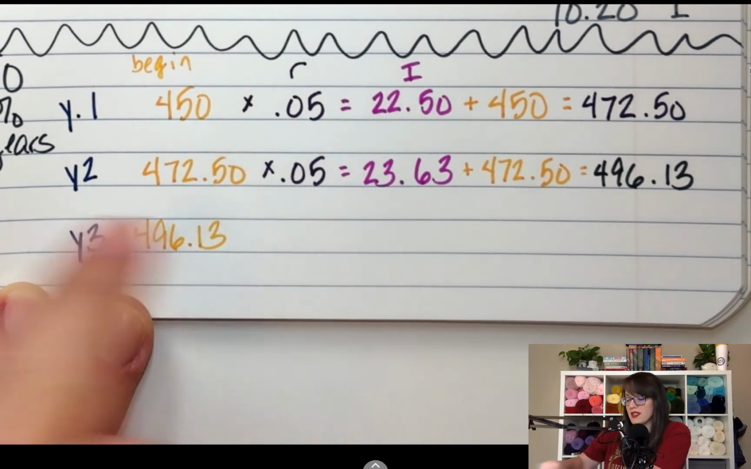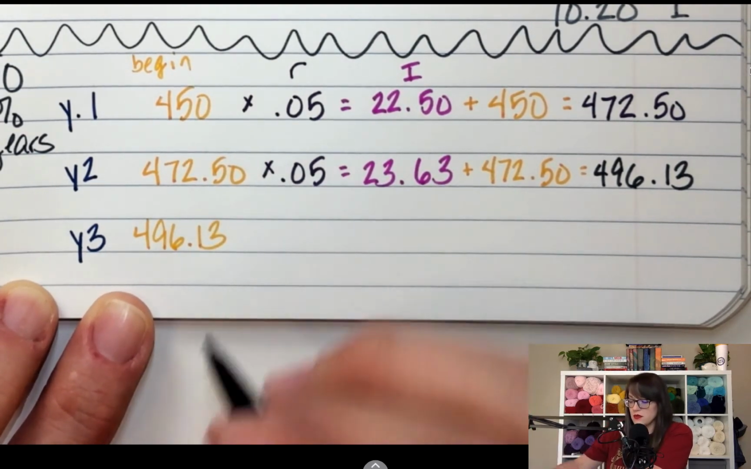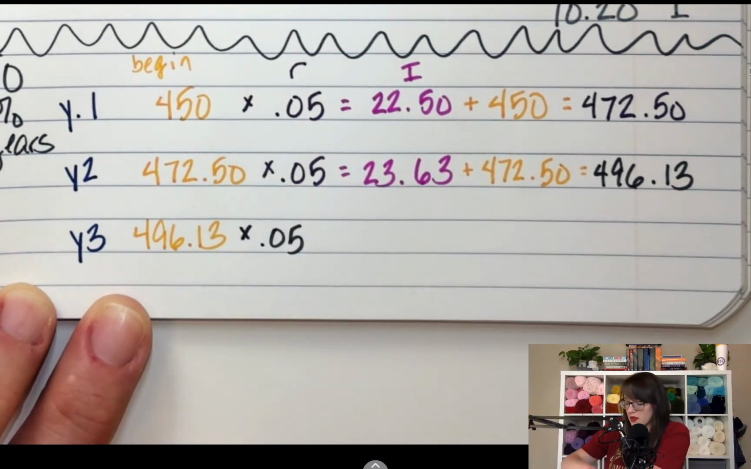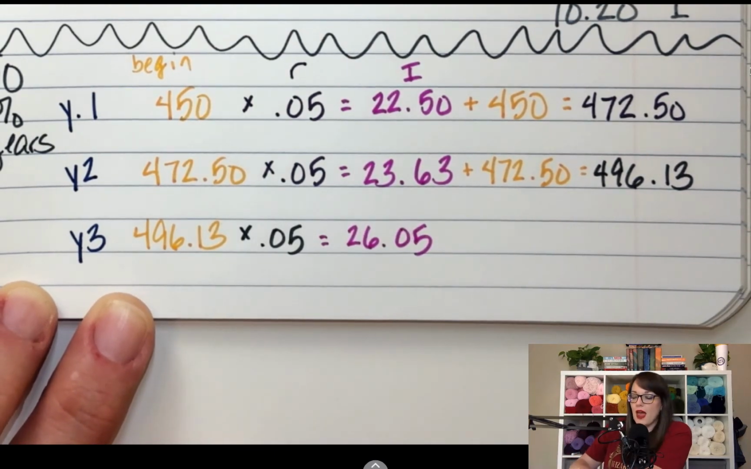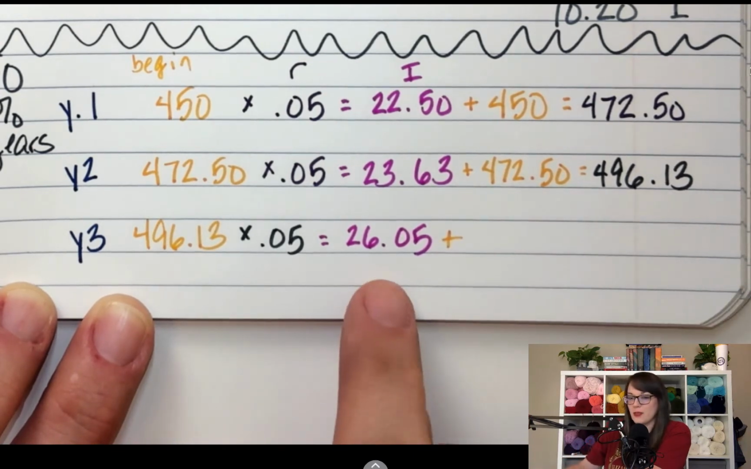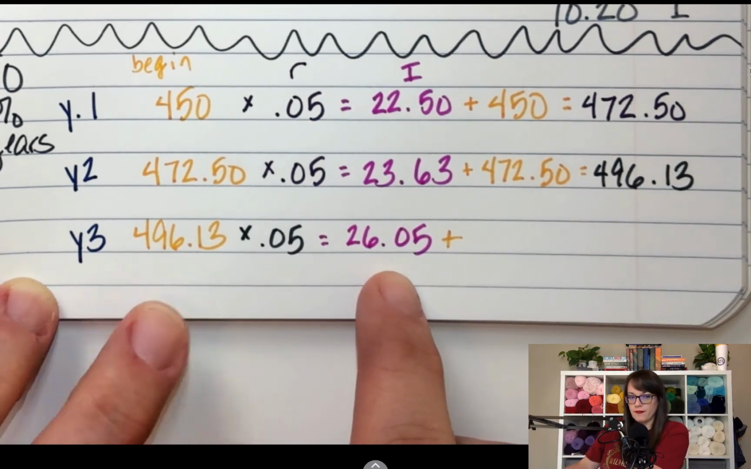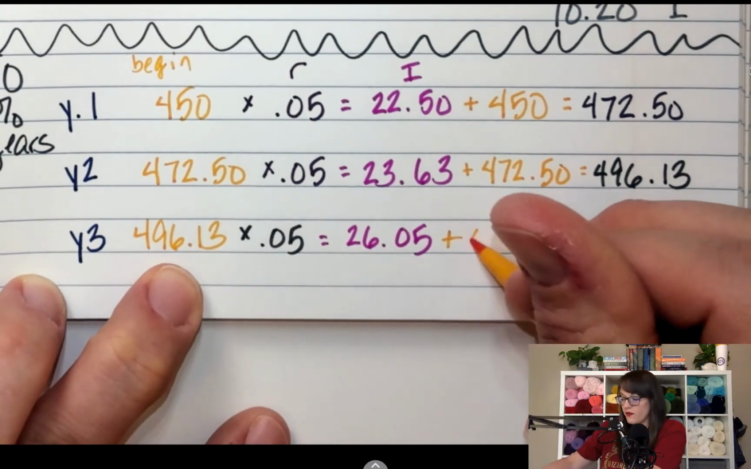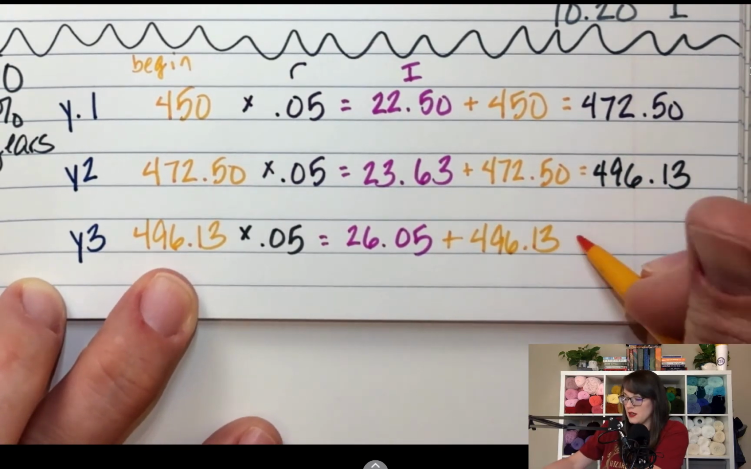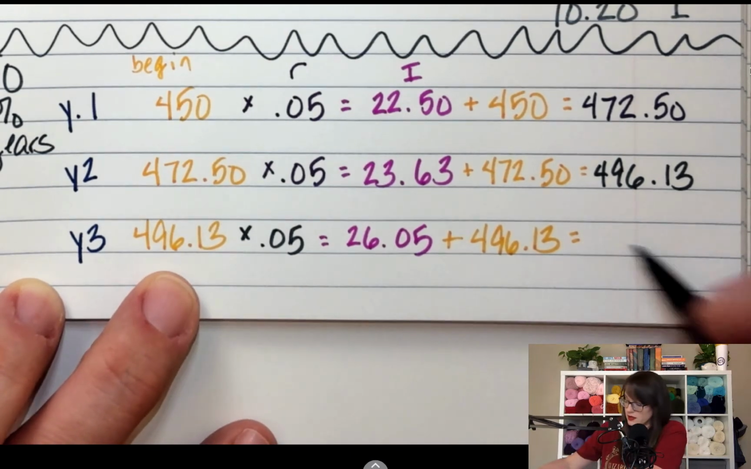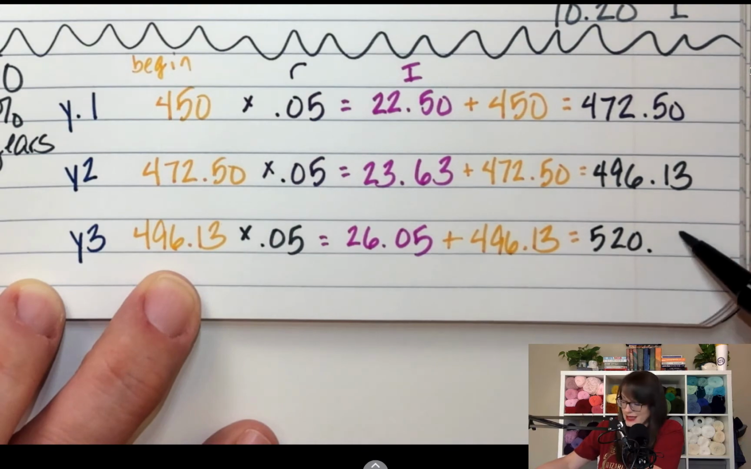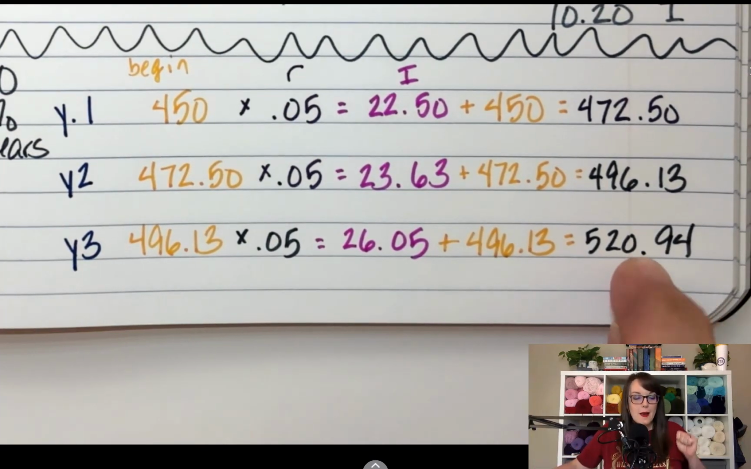Now, starting year three, how much money is going to be in the bank? 496.13. What's the percentage as a decimal? I'm going to times by 0.05. I'm going to give you this one. It's 26.05. What do I add 26.05 to? I add it back to what I had. So 496.13. So after 3 years, I have $520.94. This is my ending balance after 3 years.